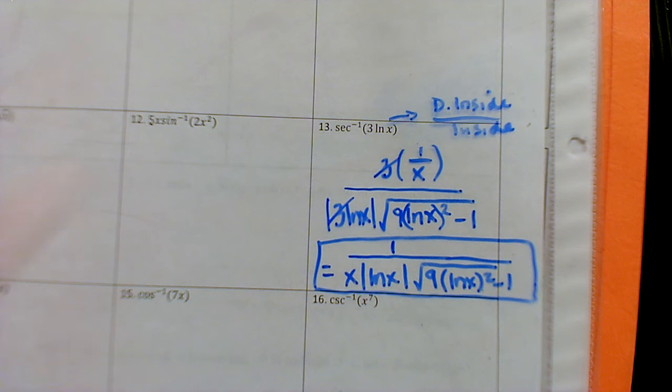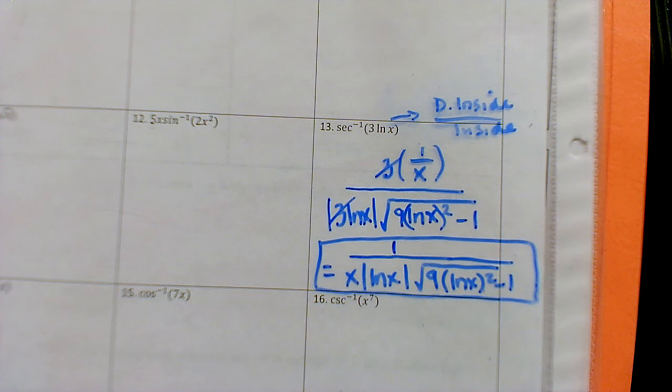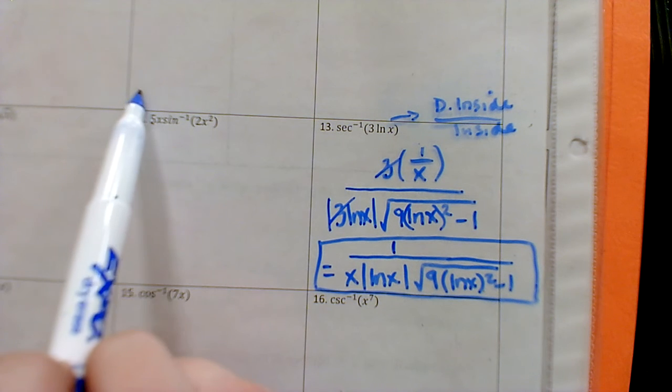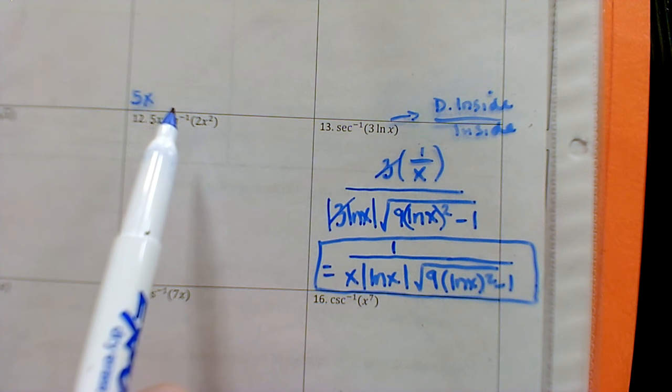Well, 12. Ooh, this one's good. 5x sine inverse of 2x squared. How do we want to figure out that derivative? If you were to read it out loud, you got to be careful. Yeah, well, wouldn't that just be a multiplicative, so you can just do like 5 times 1, which would just become 5, then times whatever the derivative is?